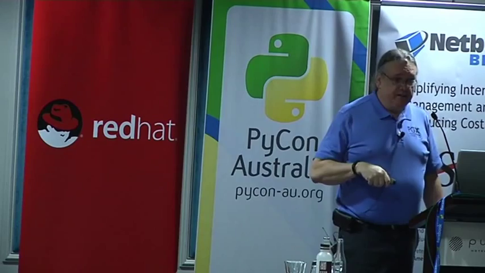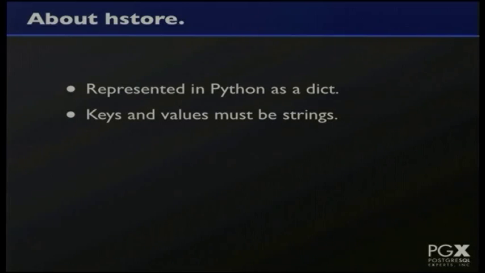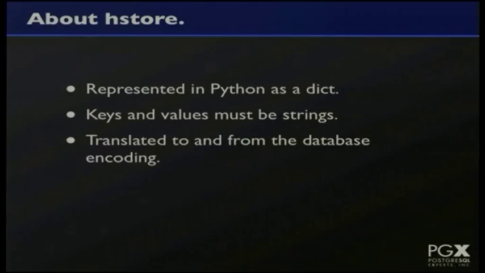On the Python side, it's represented as a dict. The big rule is the keys and values must be strings. So no hierarchies, no objects, no nothing. Just strings on both sides. It's translated to and from the database encoding automatically as you go in, which means everybody's using UTF-8 in their Postgres database, right? Yes, please say yes.